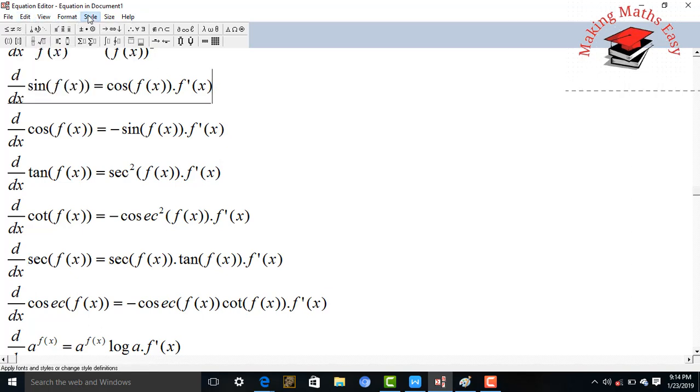Suppose I told you to find the derivative of sine 2x. You might get confused. You will put only cos 2x, but that's not enough of an answer. Again we have to take the derivative of this 2x. So we have to go into depth in order to take the derivative.